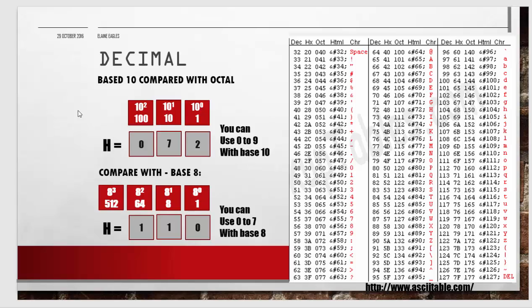Octal is the same in that you represent the base here and then you put to the power of 0, 1, 2, 3, etc. And in the case of octal you have 0 to 7. In the case of decimal you have 0 to 9. So the equivalent of a capital H, where it's 72, 7 tens, 2 units. In terms of the 8s, you have 110 because 8 times 8 is 64, and 1 8. That makes 72. So that's octal.